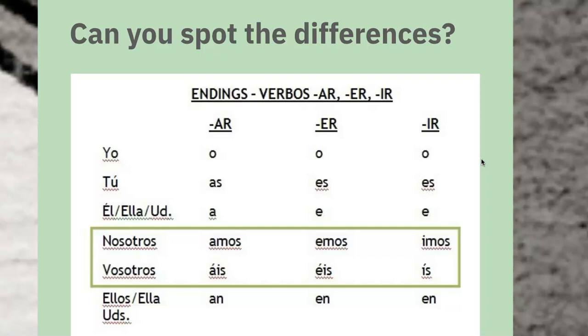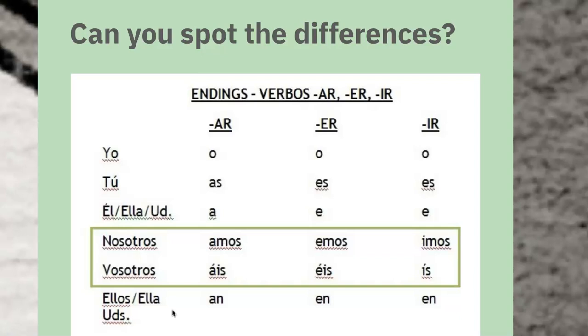And then we got él, ella, and usted, he or she, or you formal. We have A for AR verbs, and then ER is E, IR is also E. For nosotros, it's the same for the verb that we're conjugating. So for AR, we got amos, for ER, we got emos, and for IR, we got imos. Vosotros, we have our AIS, we have our EIS, and we have IS. So again, those are following the verb that we're in. And then last but not least, we got ellos, ellas, and ustedes. For AR we got AN, for ER we got EN, and for IR we also got EN.